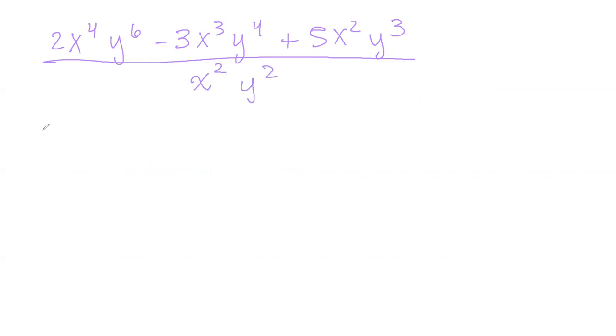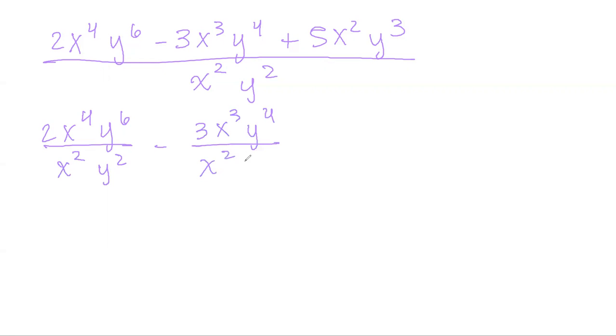So here I'm going to break these apart. So 2x to the 4th y to the 4th over x squared y squared, minus 3x cubed y to the 4th over x squared y squared, and then plus 5x squared y cubed over x squared y squared.